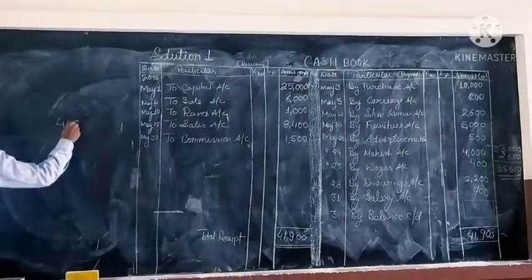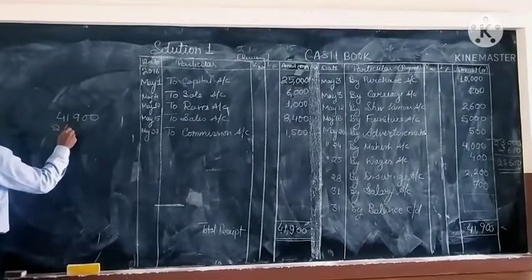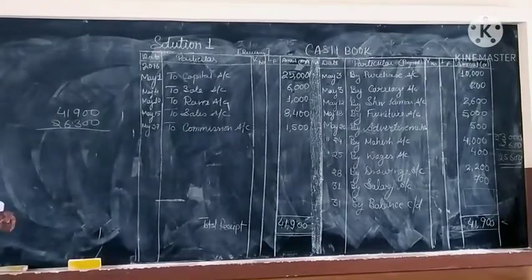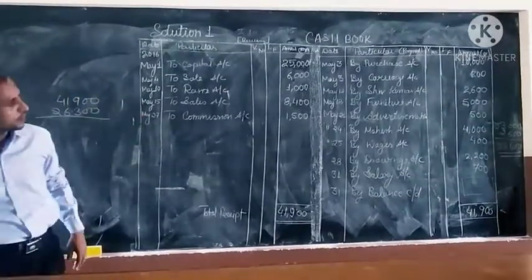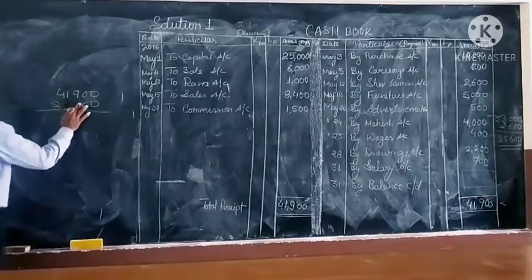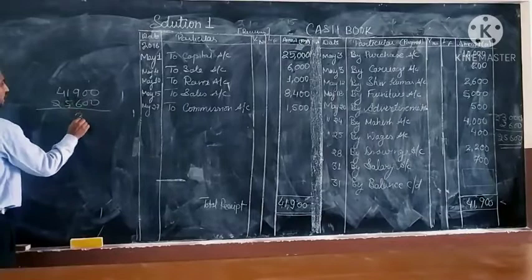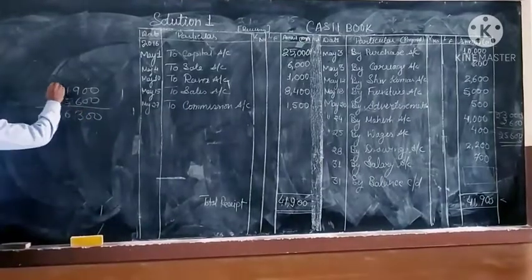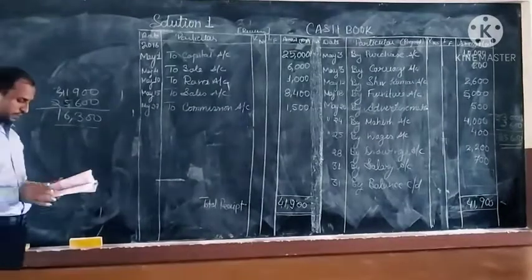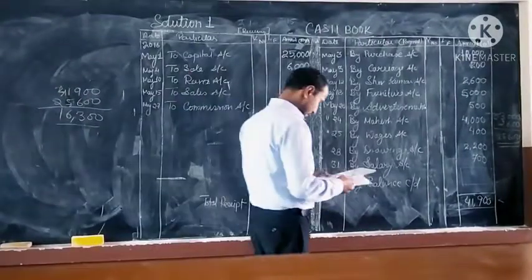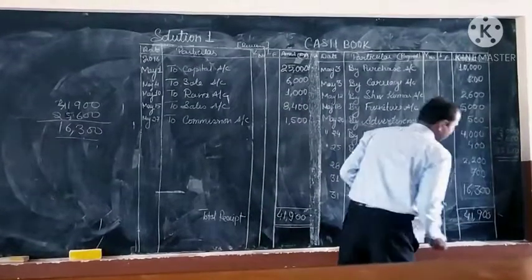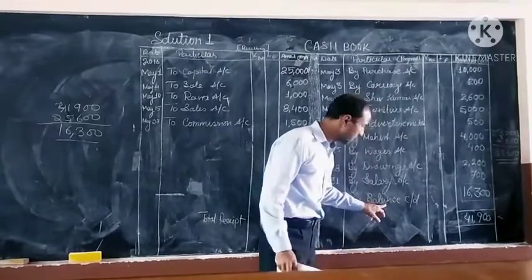41,900 subtract 25,600, how much is it? 300 will be here. 16,300. Let me see what the result is here. 16,300. So you have 16,300 in your pocket.